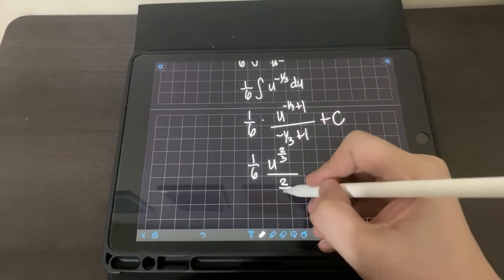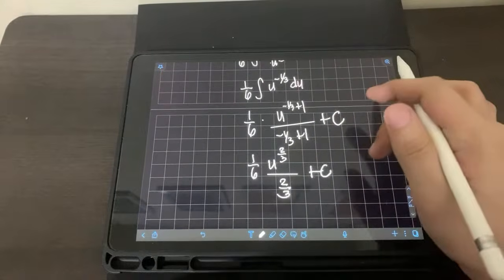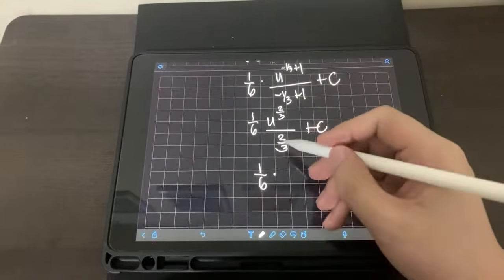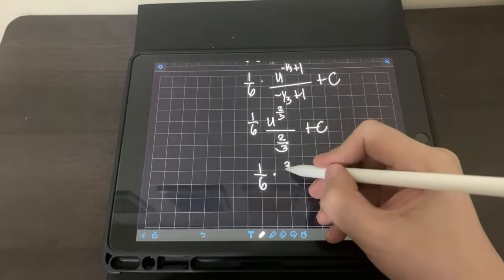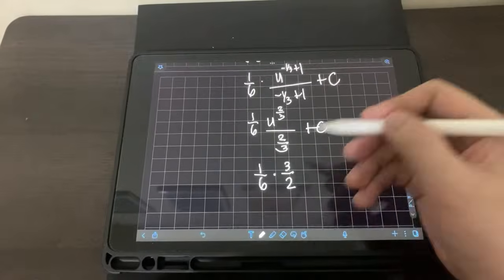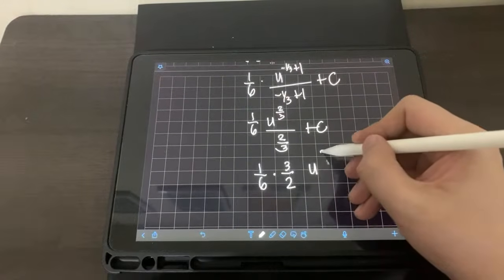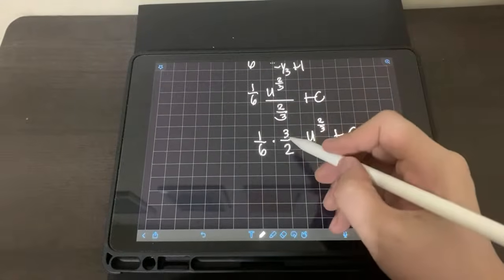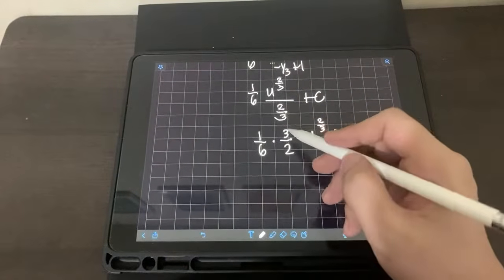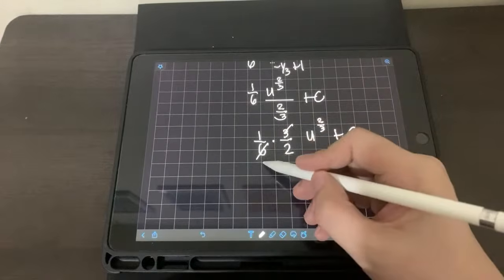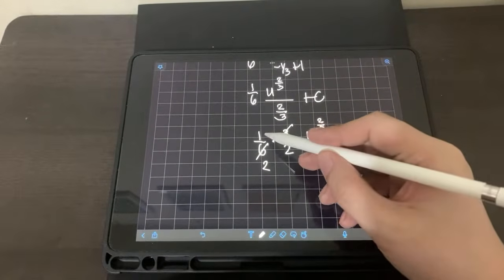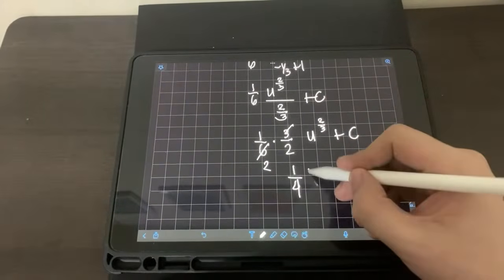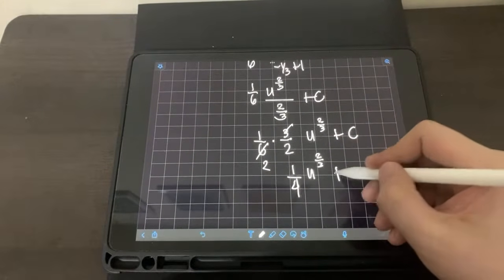Divided by 2/3, so negative 1/3 plus 1. So 1/6 times the reciprocal of 2/3, which is 3/2, right? u to the 2/3 plus C. Okay? And then simplify this fraction. So cancel 3, 6 becomes 2. So you now have 1/2 times 1/2, simply 1/4 u to the 2/3 plus C.